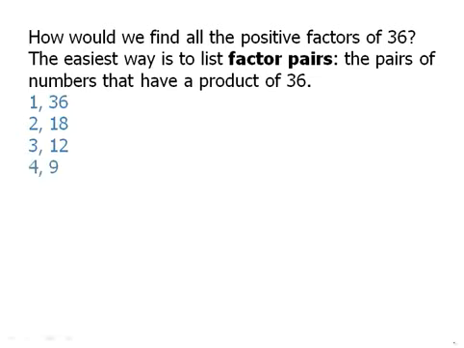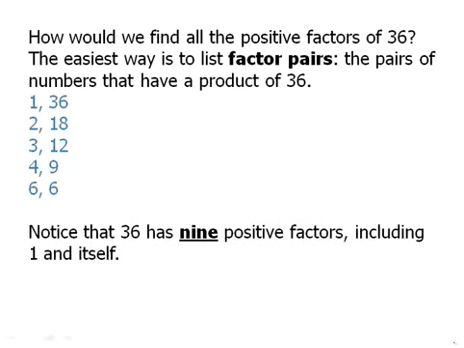5 does not go into 36, so we'll skip that. And then we get to 6, well, 6 times itself, so we stop with 6. Once you get to a number times itself, or you pass and you reconnect with one of the numbers you have earlier on the list, then you know you're done. So now we are guaranteed that we have found every single factor of 36. So we don't count 6 twice. Notice that 36 has 9 positive factors, including 1 and itself.